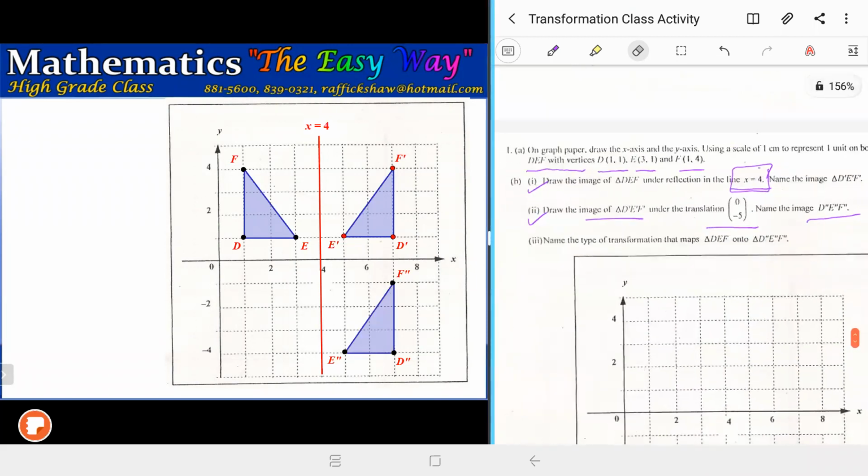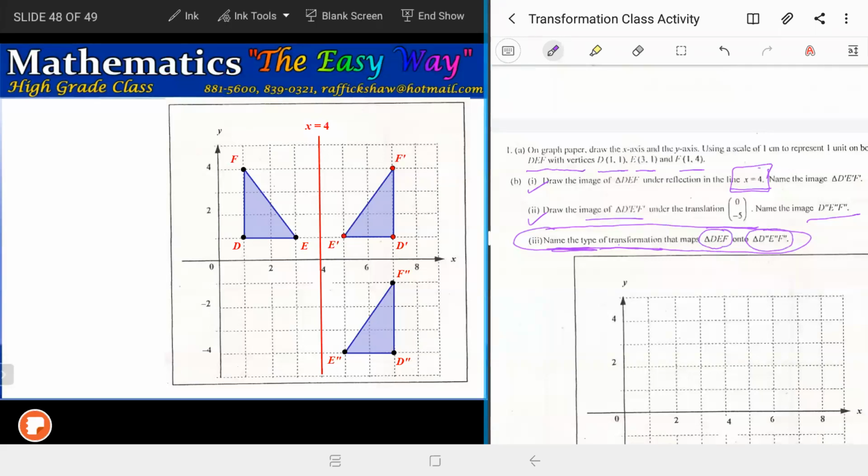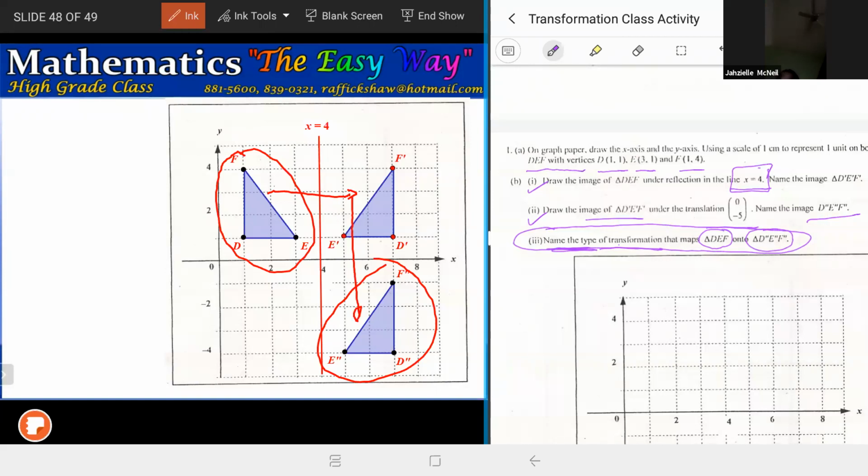Watch this now. Next part, part 3 we're looking at now. It says name the type of transformation that maps the first triangle to the last triangle. In other words, what type of transformation maps this one to this one. And what did we do? We reflect over the line x equals 4. Then we did that translation. Glide reflection.